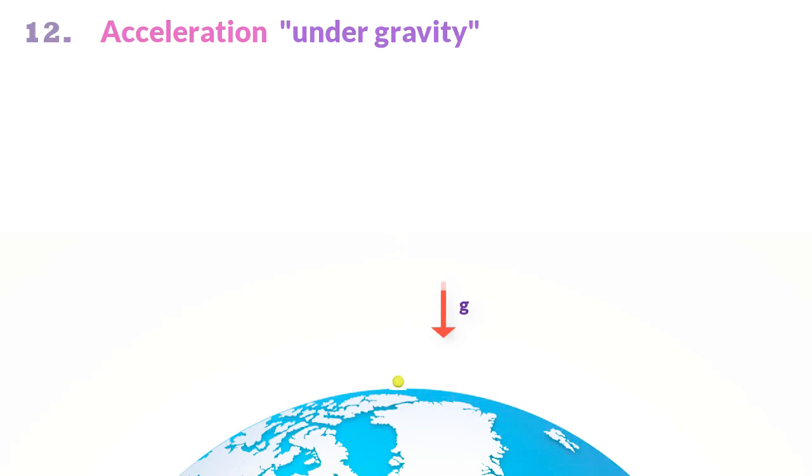The absolute value of g is 9.8 meters per second square, but when we use it in any of the equations, we also put a negative sign since it is acting in the minus y direction all the time.